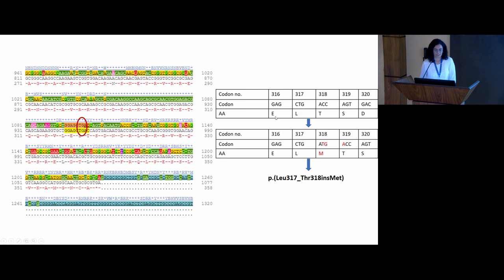Now what we can see is that up to amino acid position 316 and 317, the amino acids are the same. After that, because of the insertion of an extra TGA, there is an insertion of methionine. If we look at the next amino acids, TSD, we can see that again the reading frame is preserved and the next amino acids are the same. So there is an insertion of methionine between position 317 and 318 because of a 3 base pair insertion. The nomenclature is leucine at 317 and threonine at 318; in this range there is an insertion of methionine.